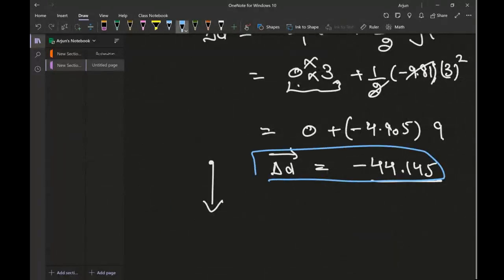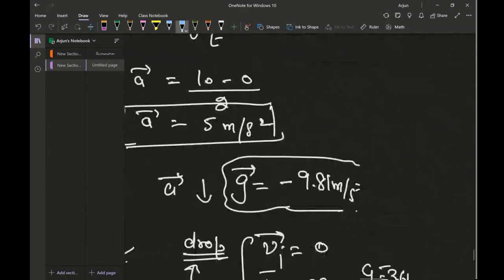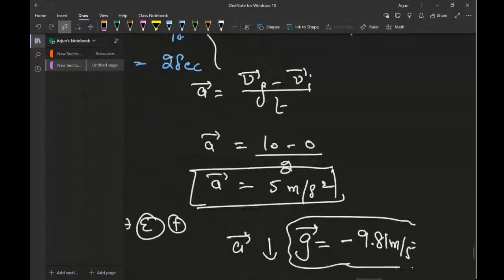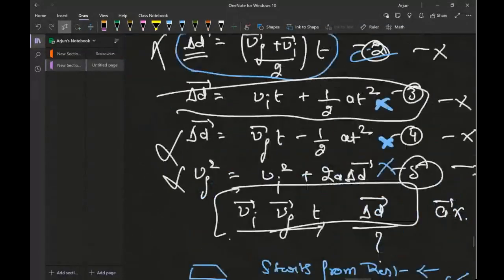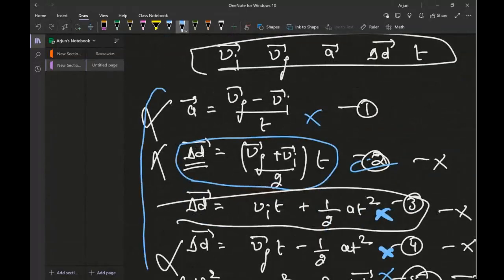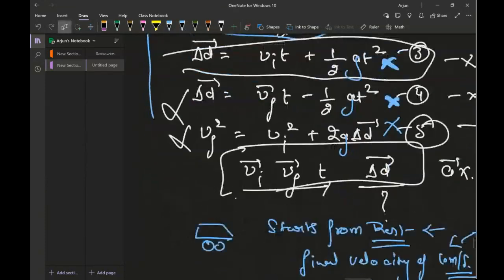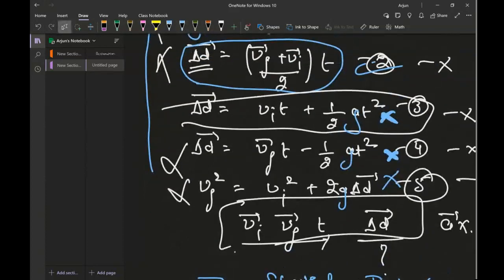Hopefully you understood how to use the equation. Again, it's very simple. In all these 5 equations which I've written down here, if the object is moving in the vertical direction, A will be replaced with G. Here it is A, this will become G, in this equation A will become G, and so on. And the G value is, as I said, negative 9.81 meters per second square in kinematics.